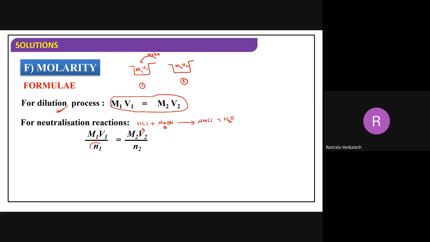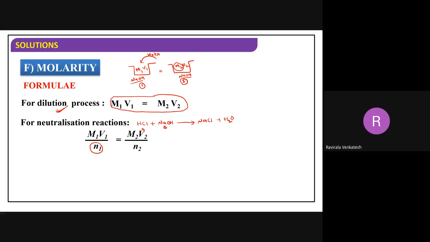Now why have I taken N1 here, and why have I not taken N1 in the dilution case? Because this is a dilution process, beta. It is the same solution only. If I take NaOH here, here also it is NaOH only. So there is no difference in the moles. The only difference is that I am adding water. When you add water, concentration will change. M2 will change here, and both will be equal. M1V1 is equal to M2V2 only.